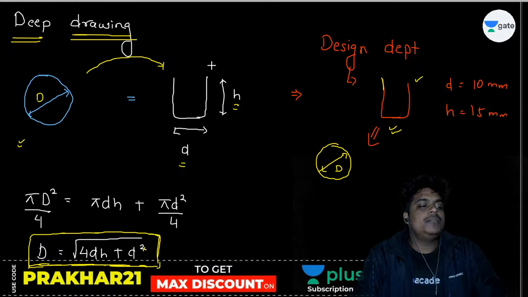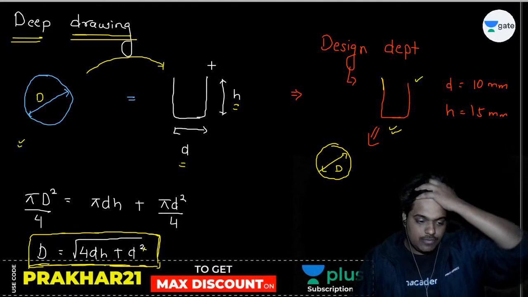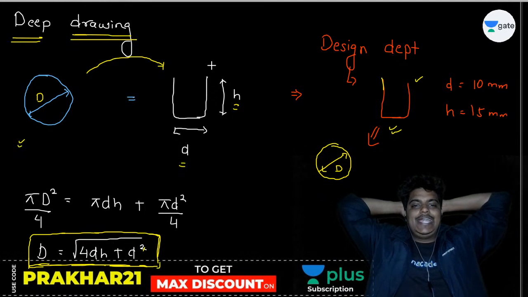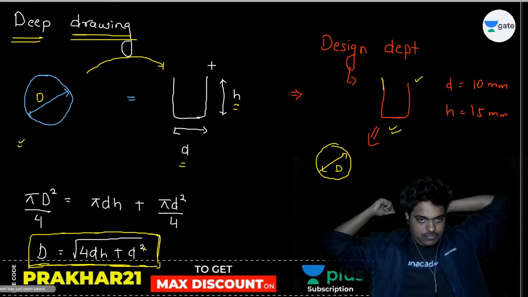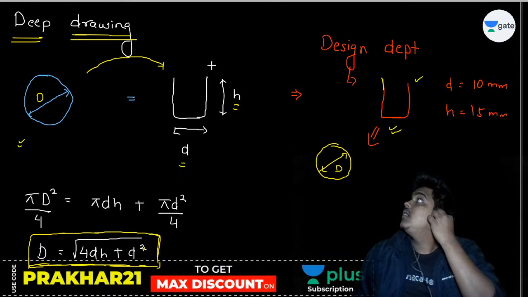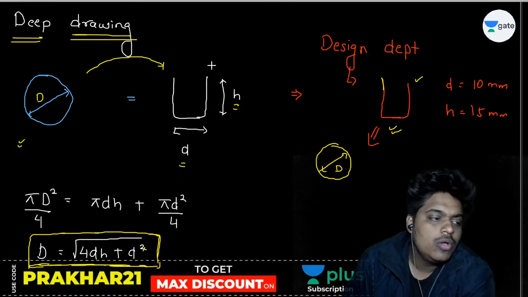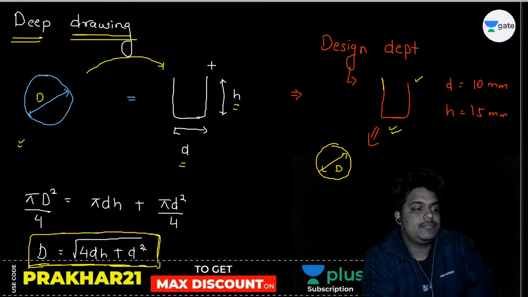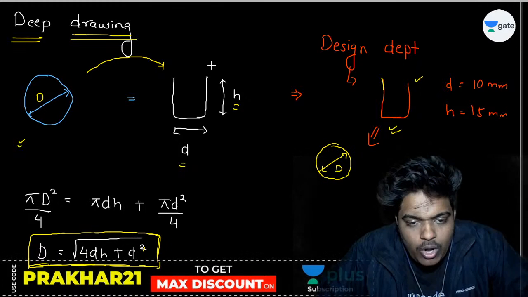The depth of draw, in bracket write h. The depth of draw h can be shallow, moderate or deep.